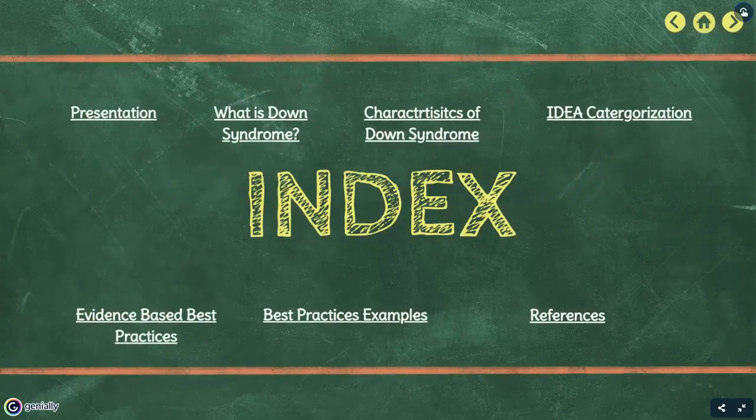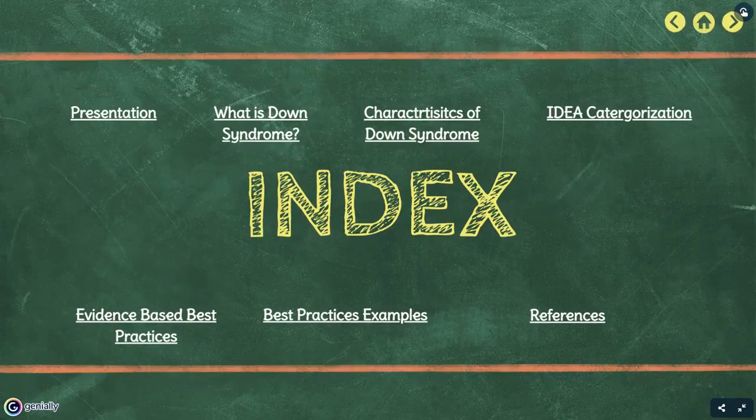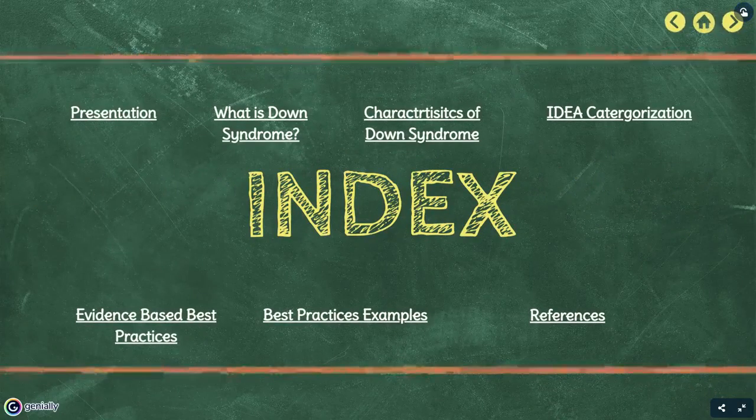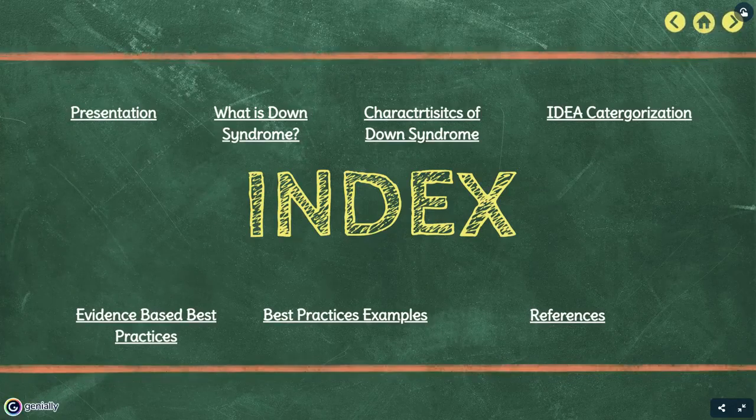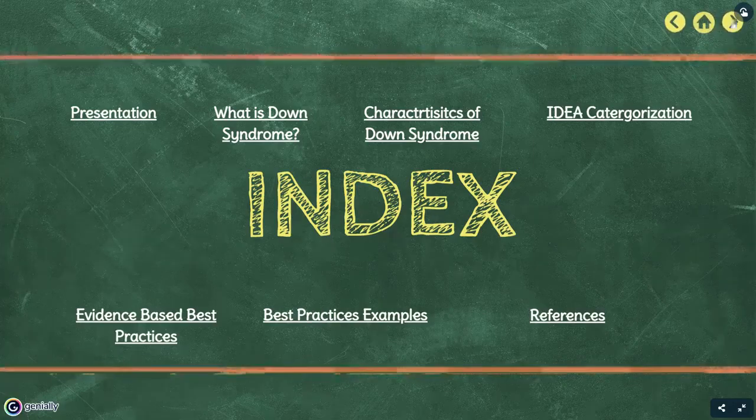So here we just have the index. We're going to talk about what is Down syndrome, the characteristics of Down syndrome, the IDEA categorization, evidence-based best practices, and then two examples of the best practices, and then of course the reference page.